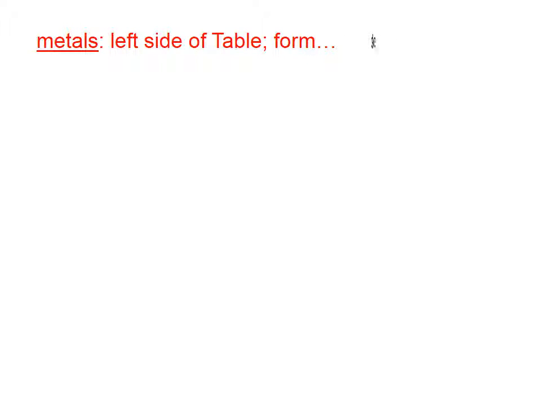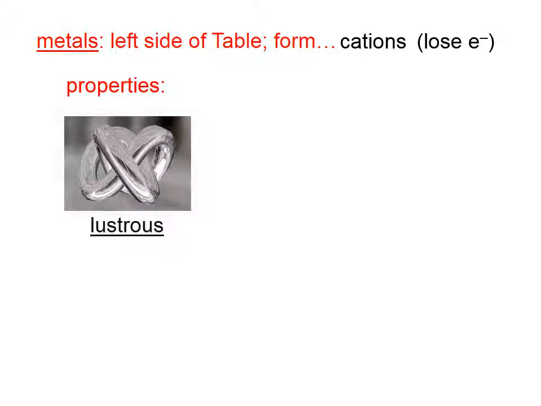Metals are found on the left side of the periodic table. Metals tend to form cations, which means they tend to lose electrons. Some metals lose 2 electrons, some lose 1, some lose 3, but in general, metals tend to lose electrons.